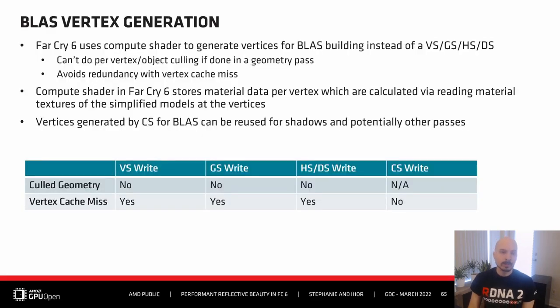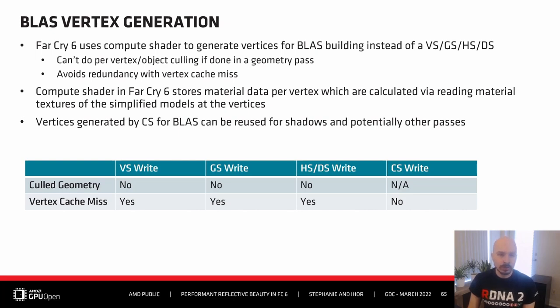Before we actually get into BVH building, we first need to generate vertices for them. And because we have animated objects, you do have to stream out vertices generally with animations applied every frame. So Far Cry 6 chose to use a compute shader to generate these vertices instead of a vertex or geometry or tessellation related shaders. And there's a couple of benefits to doing it this way.